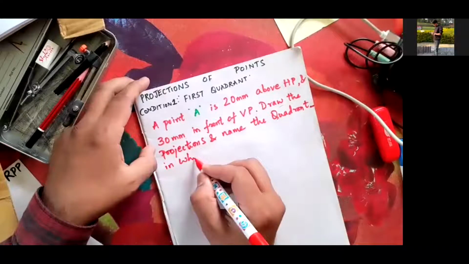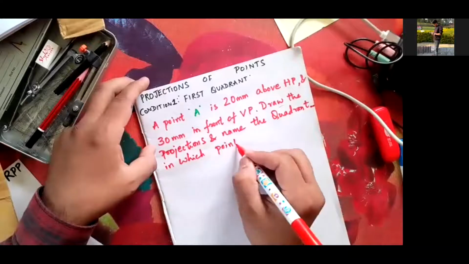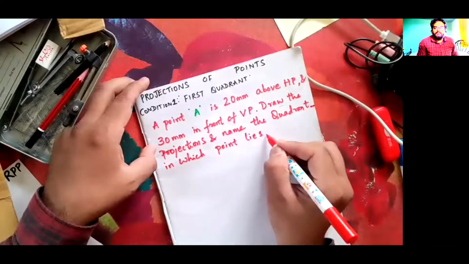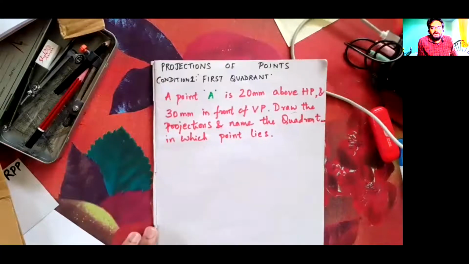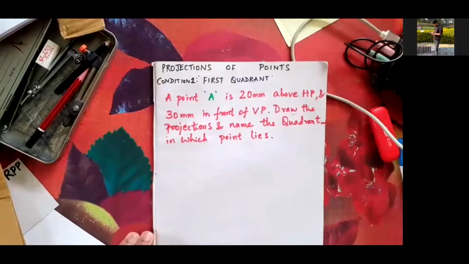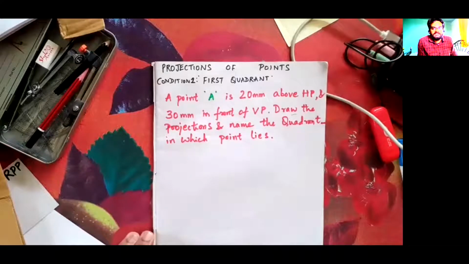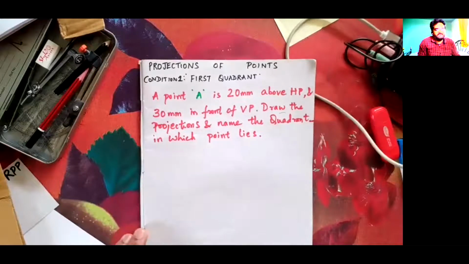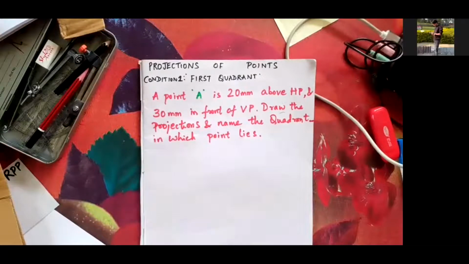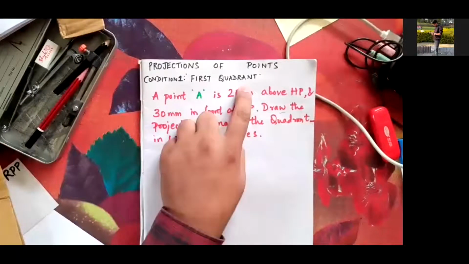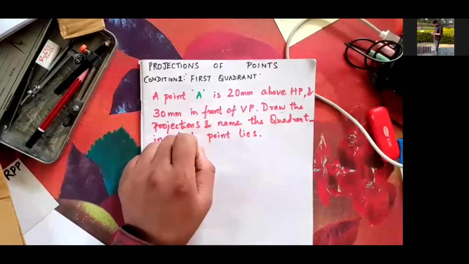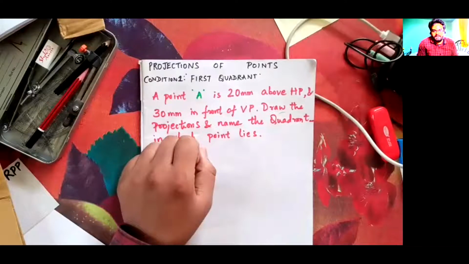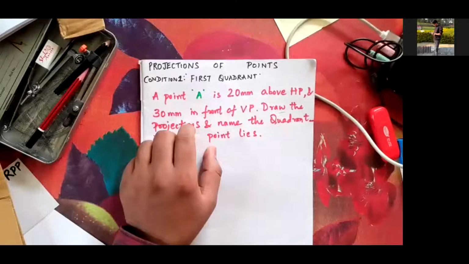Sir, first quadrant, sir. So this question, yes, first quadrant, sir. Yes, of course it is in first quadrant. We are solving the problems in first quadrant. The name of the point is A. It can be Akash, it can be Ankush, anybody. The name of the point can be anything. But where it is situated is important.